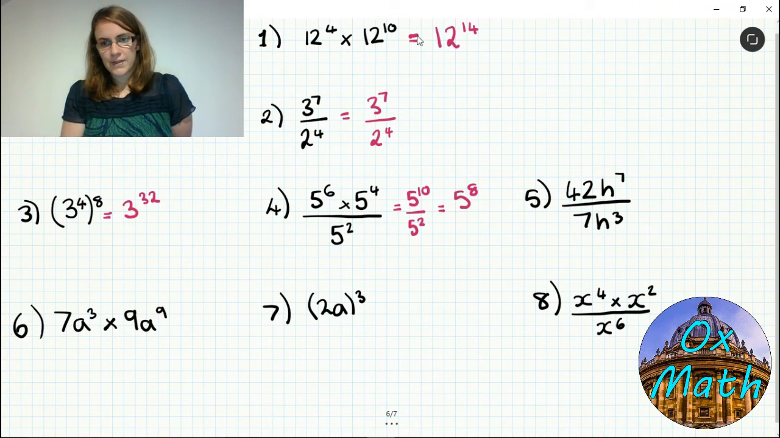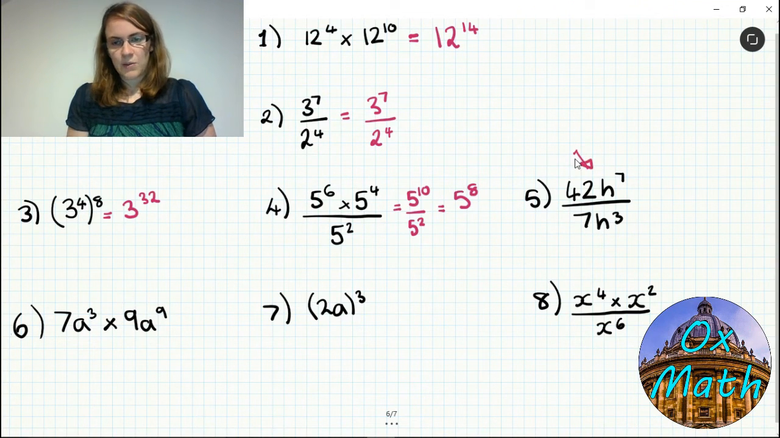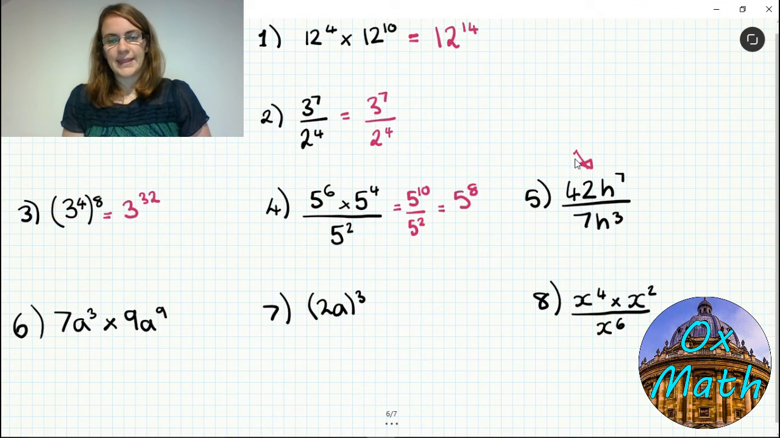Number 5, this often confuses people because we have numbers and letters in there. Remember, this on the top means that we have 8 used 7 times in a multiplication, and then that is multiplied by 42. It does not mean that we have 42 used 7 times in a multiplication. The power is just with the h. If we wanted it to be with the 42 as well, we would need to put it all in brackets like that.